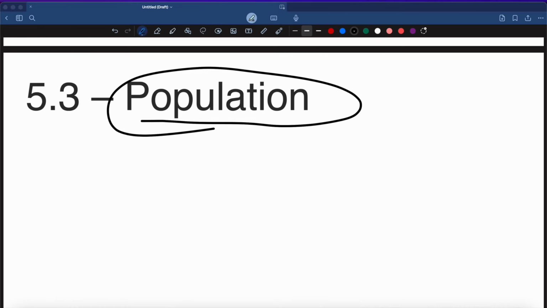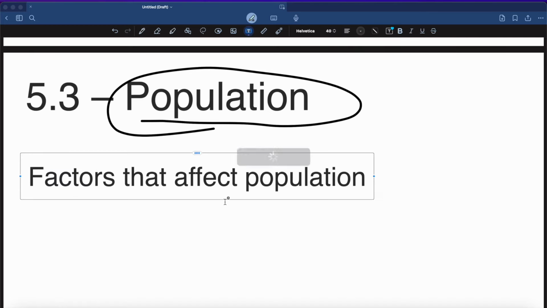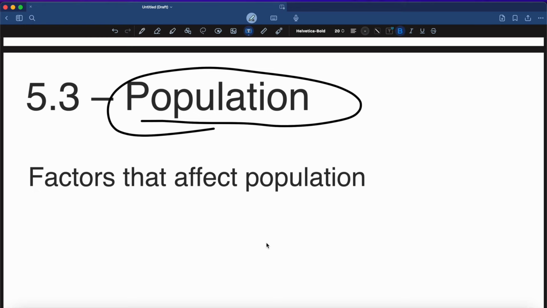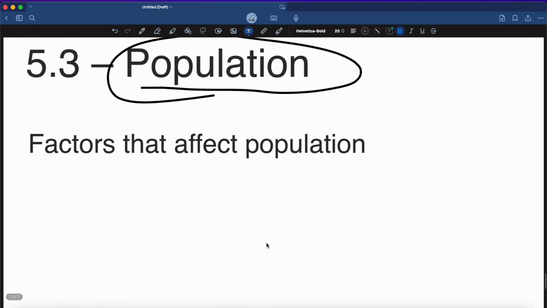So let's start off with the factors that affect population. When I say factors that affect population, I mean: why is my population so large? Why is my population so small? And so on and so forth. We first need to define this term called birth rates. Birth rate is the average number of children born in a country each year compared to the total population of an economy. So this is what birth rate is.